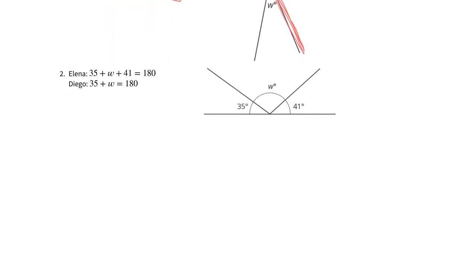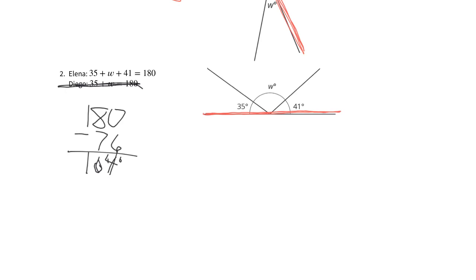Number two, Elena says 35 plus W plus 41 equals 180, and Diego says just 35 plus W. Well, look here, it's a straight line. It takes all three of those angles to make a straight line. So Diego is wrong, Elena's right. So to figure out what W is, if we go 35 plus 41, we get 76, so 180 minus 76, we get 104 degrees. Okay, so number two is 104. So that is page 40.